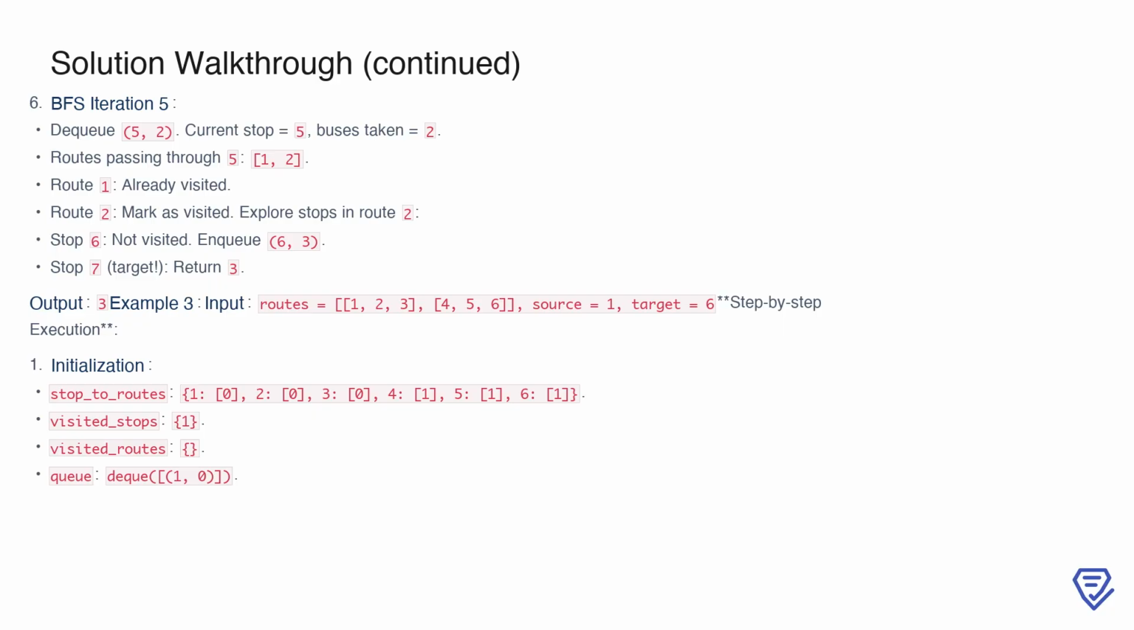We mark route 2 as visited and explore its stops. Stop 6 is unvisited, so we enqueue it with a bus count of 3. Stop 7, our target stop, is also part of route 2. Since we've reached our target, we return 3 as the number of buses required. This completes the second example, where the output is 3.